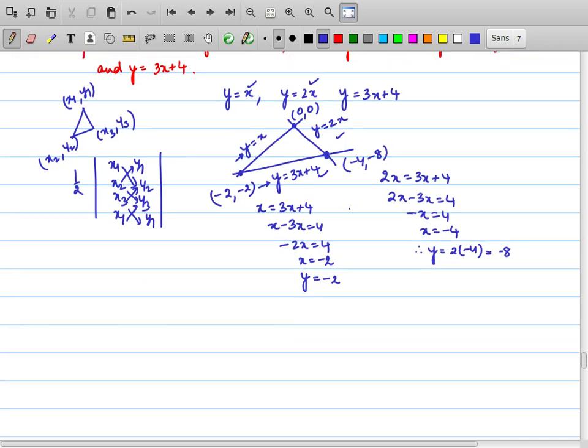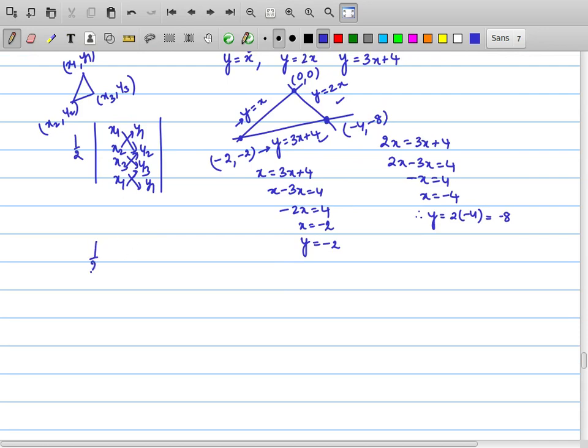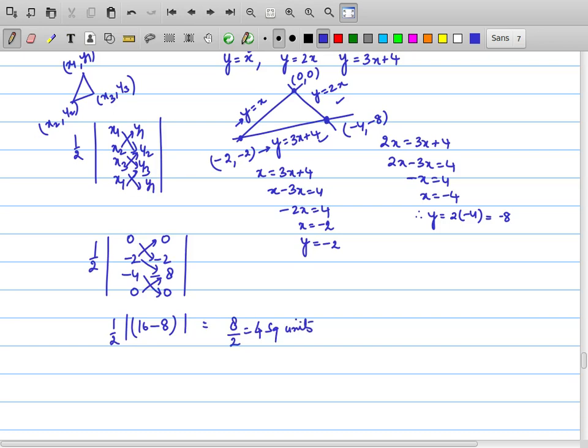Now we know all the three coordinates. Now we can put this in the formula: half, 0, 0, minus 2, minus 2, minus 4, minus 8, and 0, 0. So this into this 0, this into this 0. This into this is minus 2 into minus 8 is plus 16, minus 4 into minus 2 is plus 8. Then again this into this is 0, this into this is 0. Therefore we are left with only this thing, which is 8 by 2, 4 square units. This is the area of the given triangle.